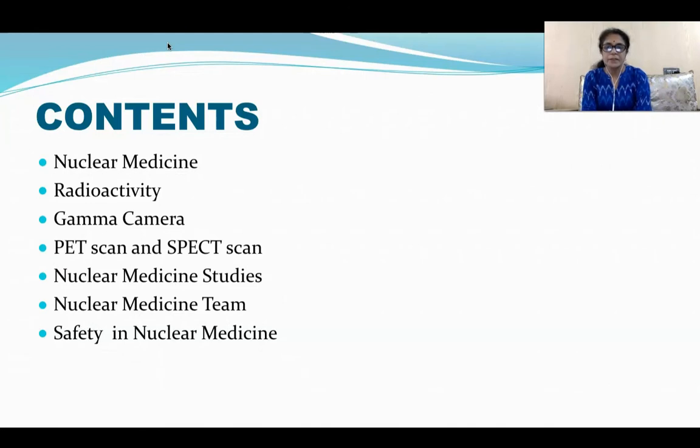It started early. Now nuclear medicine, the content which we are going to talk today is radioactivity, gamma camera, PET scan and SPECT scans, nuclear medicine studies, what are the team of nuclear medicine, and what are the safety measures which we should take while performing nuclear medicine.